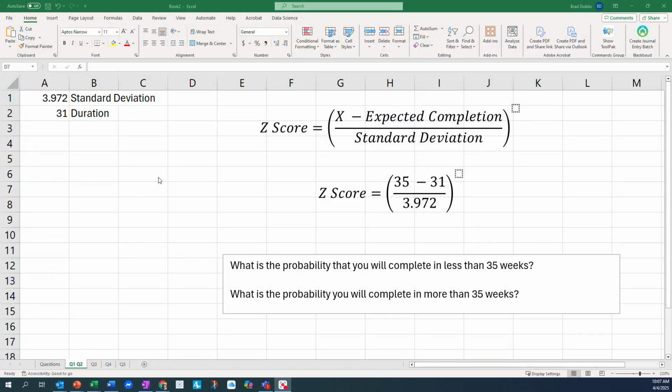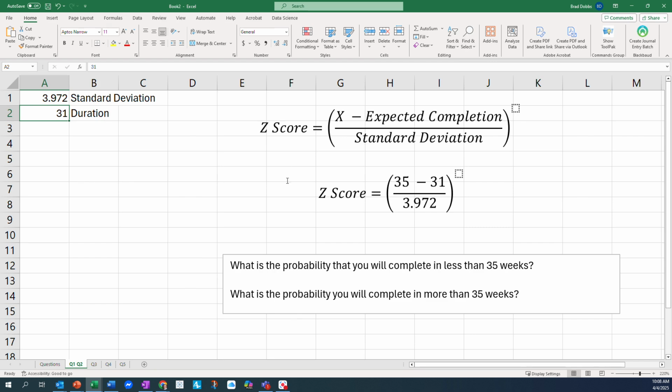This video is a continuation of the first PERT problem I started on. In that video, we calculated that our standard deviation was 3.9 and our expected duration or completion is 31. So now we want to work on our probabilities. We want to know what is the probability that we'll complete in less than 35 weeks. Well, we know that 35 weeks is more than 31, so we know that would be a greater than 50% chance.